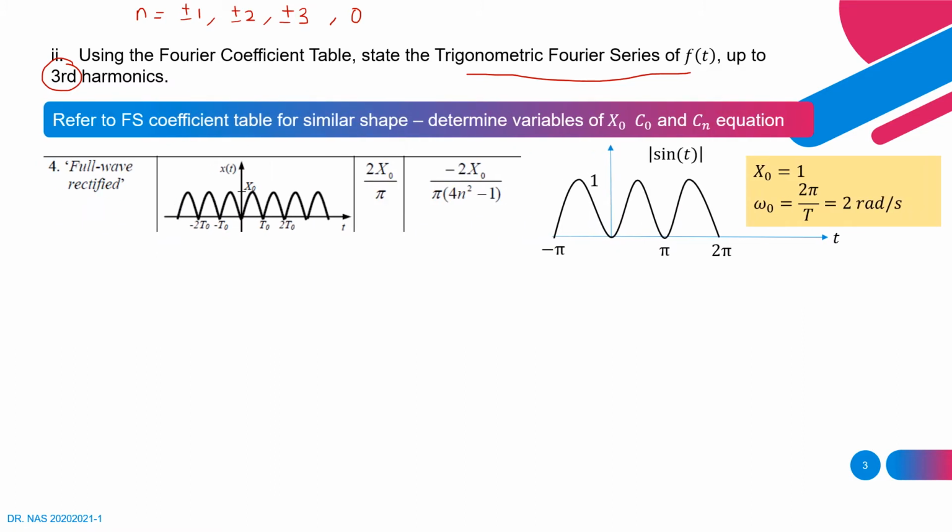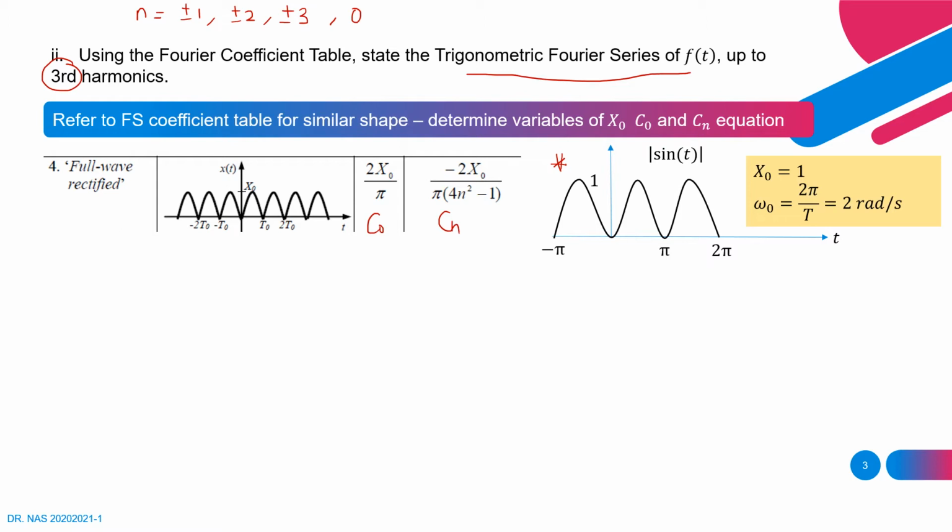As usual, you need to refer to the coefficients table. Look at the closest shape of signal to the signal you have. This is from question 1, so from question 1 you have this shape. When you compare to the Fourier coefficients table, you may notice that the full wave rectified signal has more or less the same shape as the signal you have. From here you can determine the C0, Cn, and also the last column, which represents the remark.